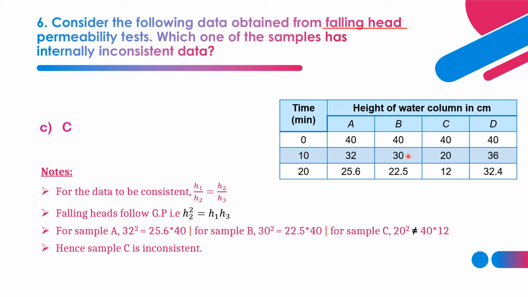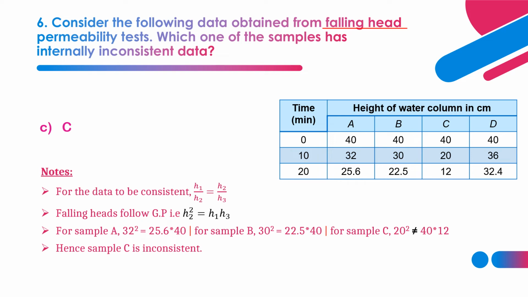Similarly, for sample B, 30 square is equal to 40 into 22.5. But for sample C, we observe that 20 square is not equal to 40 into 12. So that means sample C has inconsistency in the falling head data that was observed. So here sample C is inconsistent.